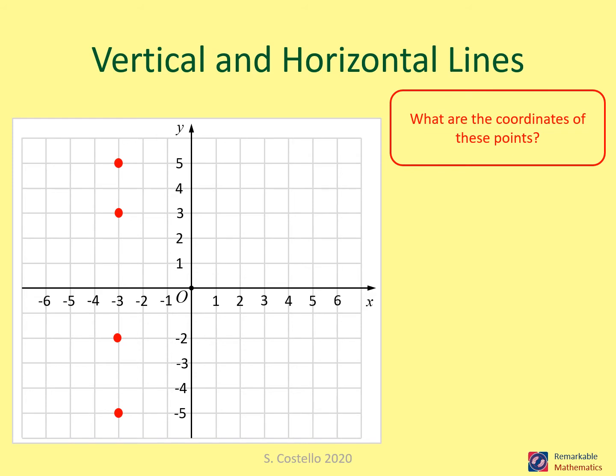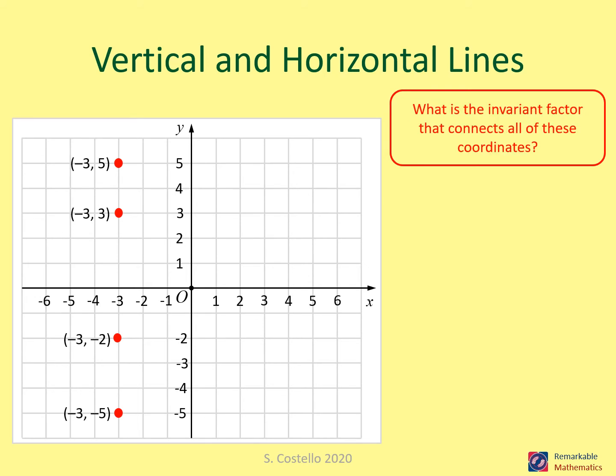What are the coordinates of these points? Minus 3, 5; minus 3, 3; minus 3, minus 2; and minus 3, minus 5. What is the invariant factor that connects all of these coordinates? In every coordinate, x equals minus 3. The x value is minus 3.